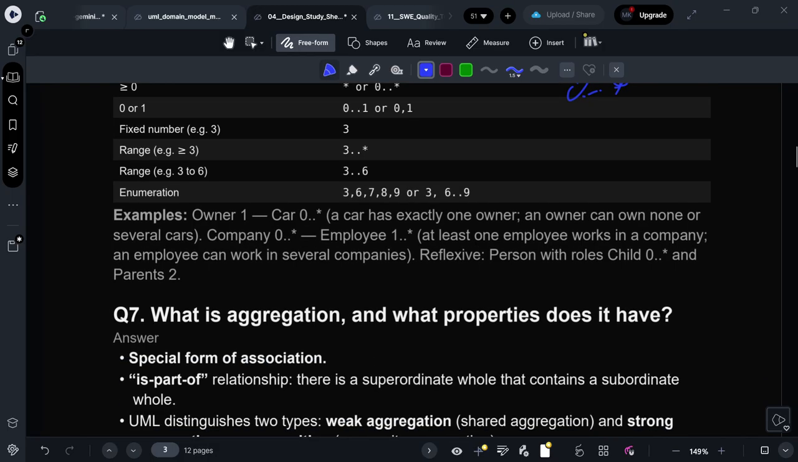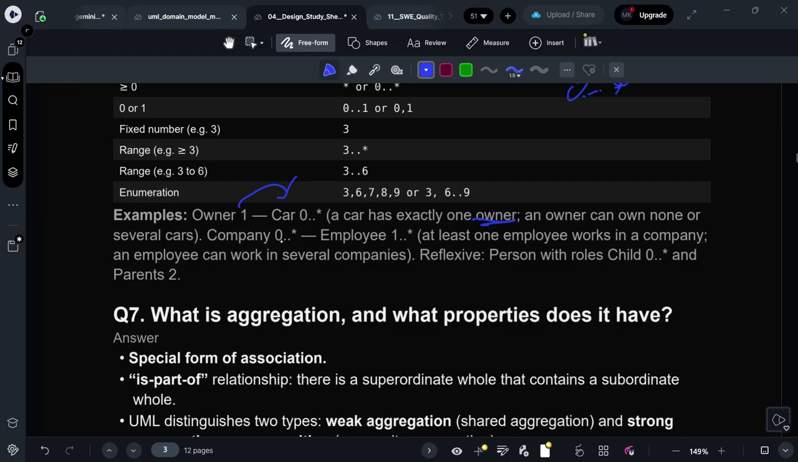Owner, a car can have 0 to many. So the owner and car relationship is 1 on this side, 0 to many on the other. A car has exactly one owner. An owner can own none or several cars. So an owner can own 0 or many cars.